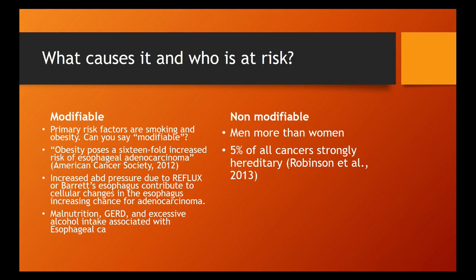Malnutrition, GERD, and excessive alcohol intake are associated with esophageal cancer. This is important information because as we're doing our history and physical and our interviews on our patients, we're going to be able to ascertain possible modifiable risk factors. And of course, if they start presenting with signs and symptoms that we'll later see, we can try to put 2 and 2 together there.